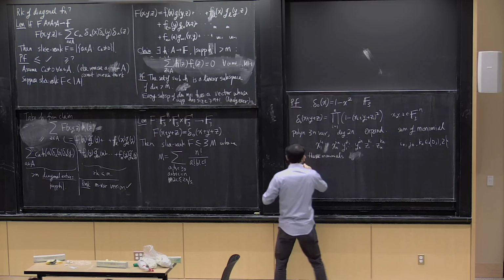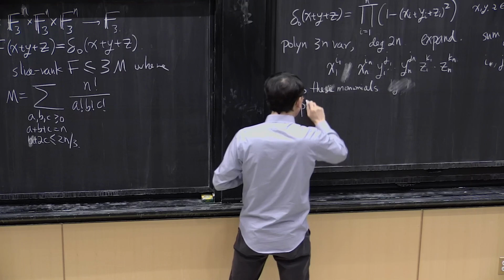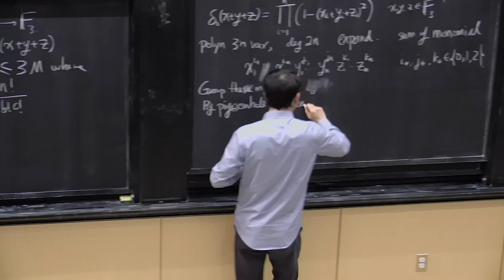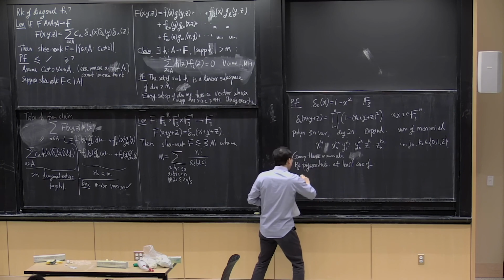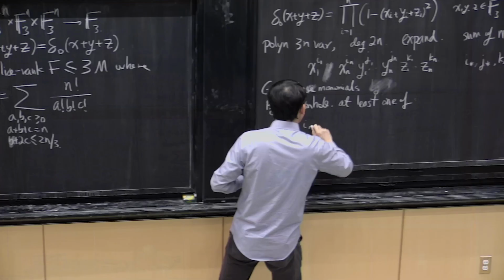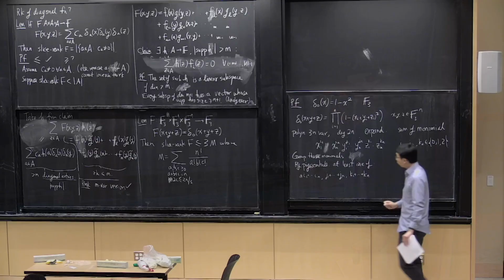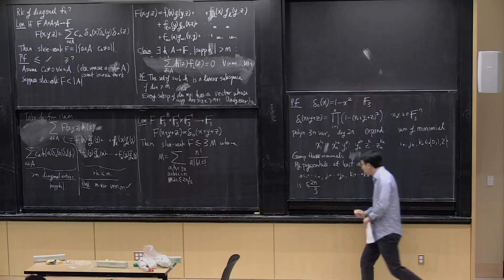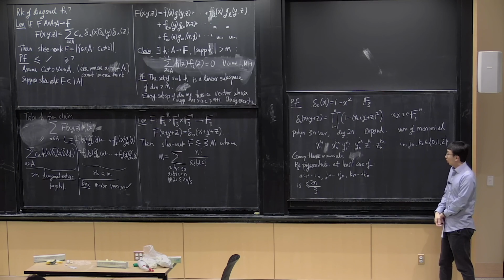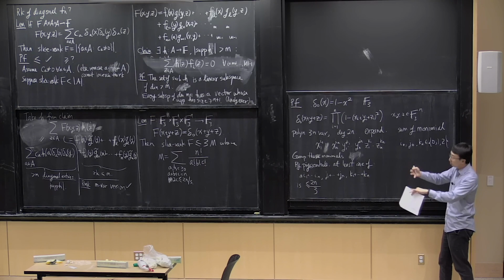By pigeonhole, at least one of the exponents of x, or the exponents of y, or the exponents of z, at least one of these is at most 2n over 3. So I group these monomials by the one of x, y, z that has the smallest exponent.